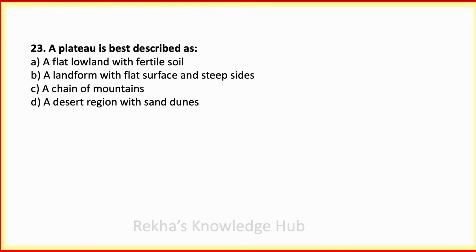A plateau is best described as a flat, low land with fertile soil, a landform with flat surface and steep sides, a chain of mountains, a desert region with sand dunes. Which is the correct answer? A plateau is a landform with flat surface and steep sides.